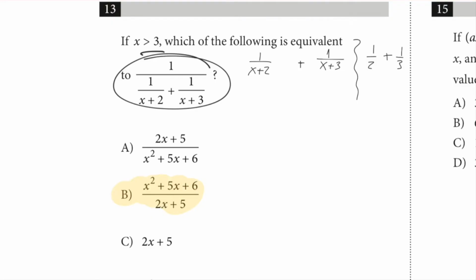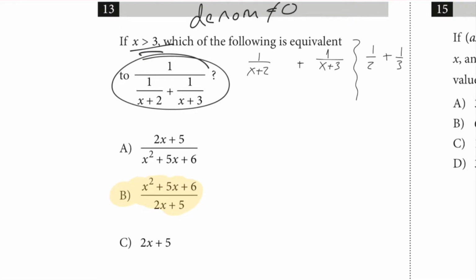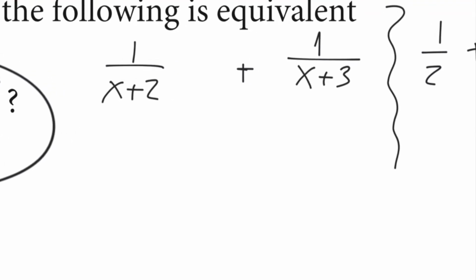They give you x is greater than 3, but the only real reason you need that is to make sure that no one worries about the denominator equaling 0 for any reason. At the heart of this, what you really need to do is take the reciprocal of this denominator, and in order to do that, you have to combine the fractions. This plus is really what's preventing you from taking the reciprocal of anything. So what you have to do is add these rational expressions.